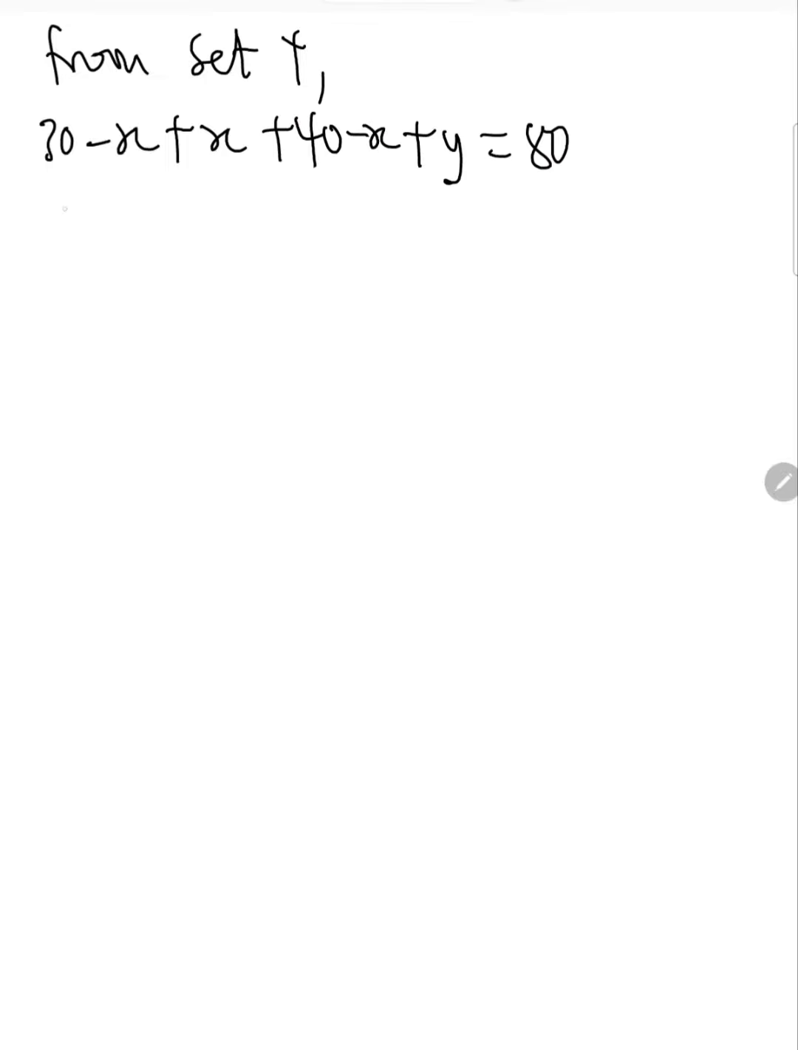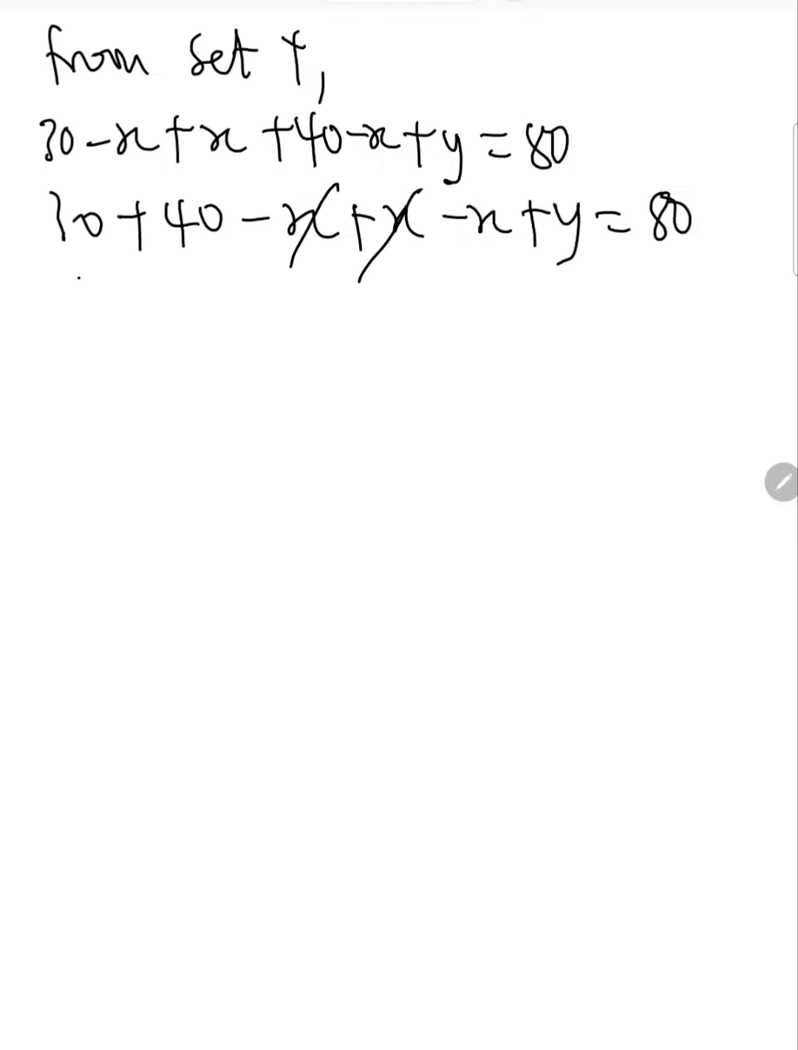So from set y, then it means 30 minus x plus 40 minus x plus y is equal to 80. Let's group like terms as usual. So 30 plus 40 minus x plus x minus x plus y equal to 80. This will cancel. We have 70 minus x plus y is equal to 80.